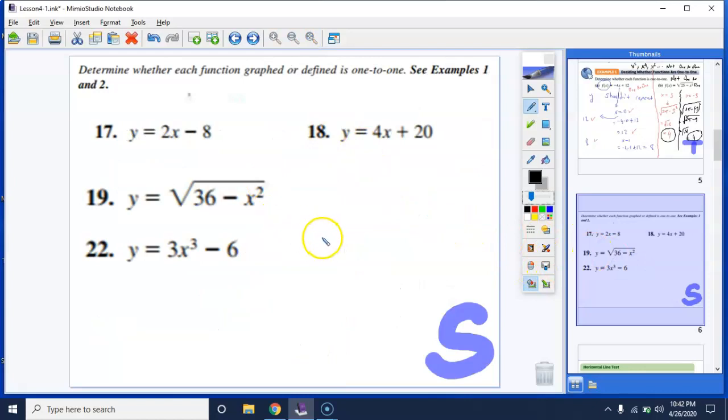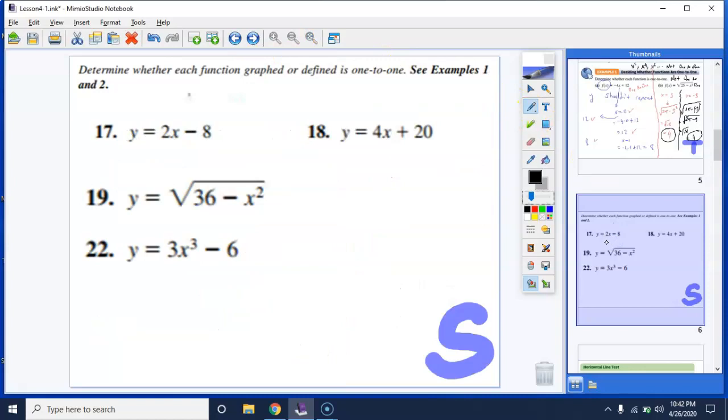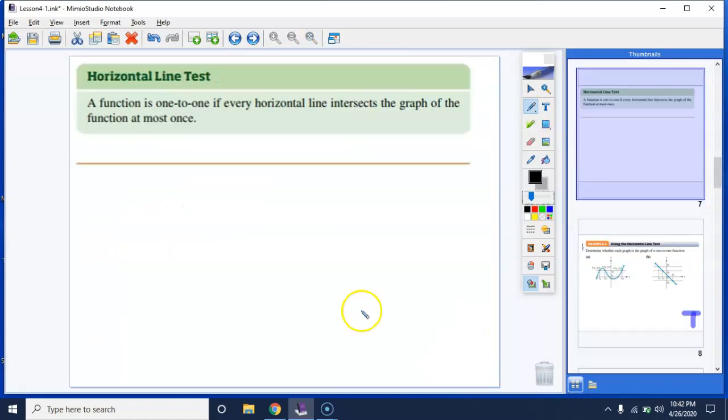I want you to stop the video and have a try at those. Again, you can refer back to this one, but there's another way to decide whether they are 1 to 1 or not, which is the horizontal line test. A function is 1 to 1 if a horizontal line intersects the graph of the function at most once.